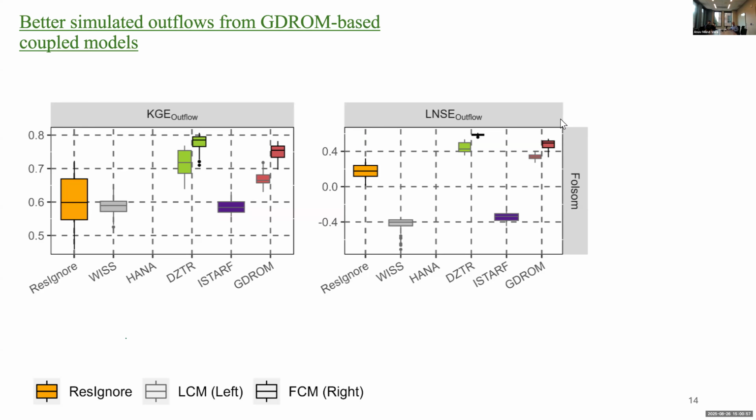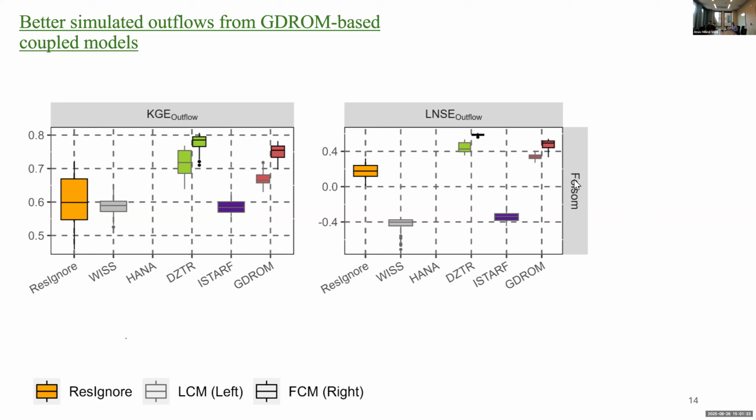And on this figure on the right, we show the same thing for log NSE, because in general KGE is more about the high flow and the intermediate flow, and log NSE is more about the low flow. So you can see that for all kinds of flow, whether high, low or intermediate, GDROM is doing a better job than other models.